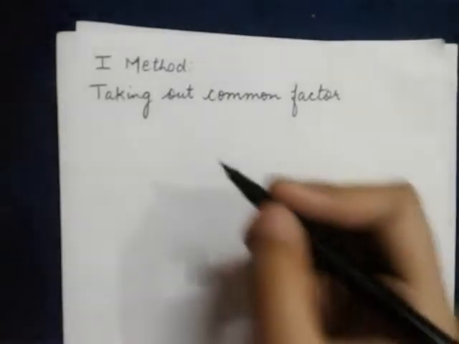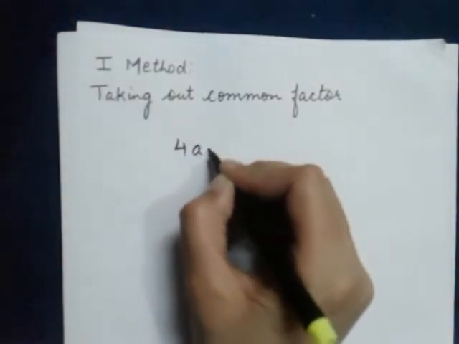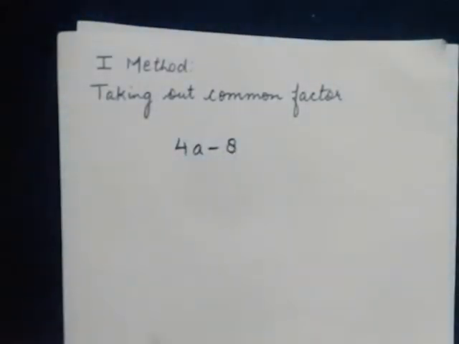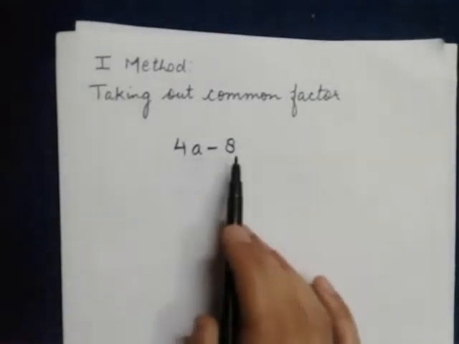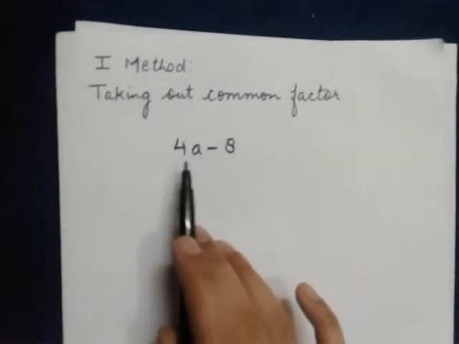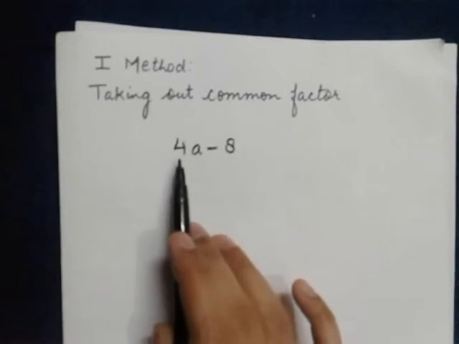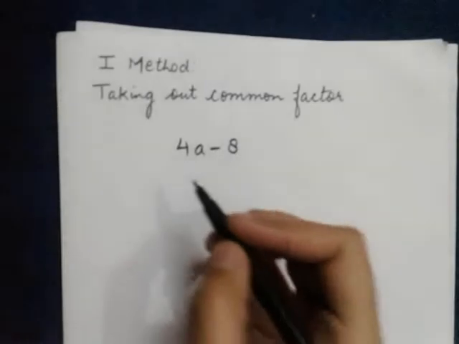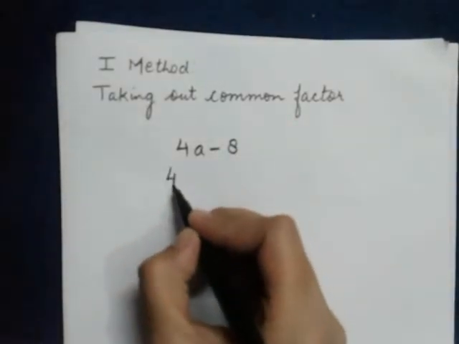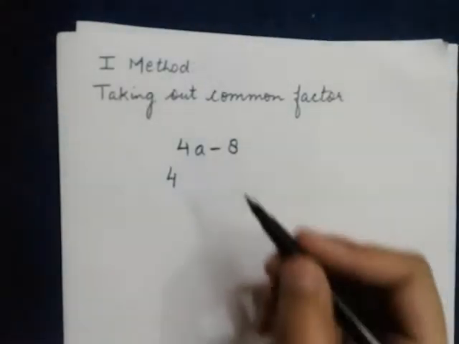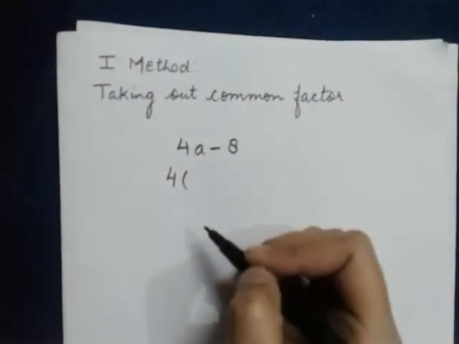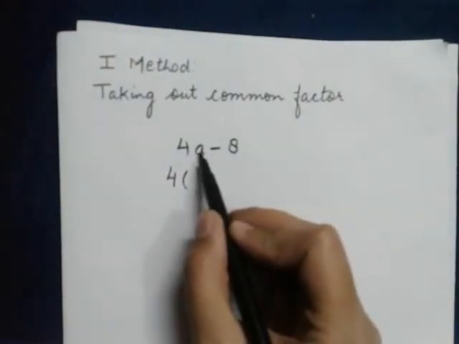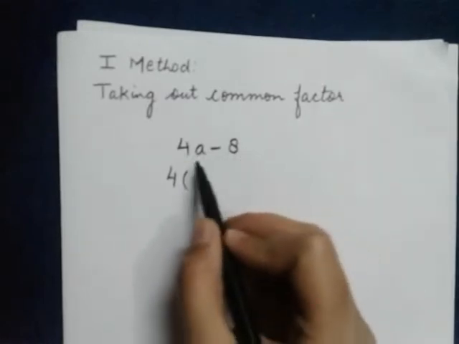Let us consider an expression 4a minus 8. This is a binomial containing two terms, 4a and 8. We look for any factor which is common for 4a and 8. We look at the constants. 4 is a constant here, 8 is here. The common factor of 4 and 8, or HCF of 4 and 8, is 4. So we write out 4. Then we put a bracket because we have taken out the common factor. The variable is present in only one term, so there is no need for checking the variable.